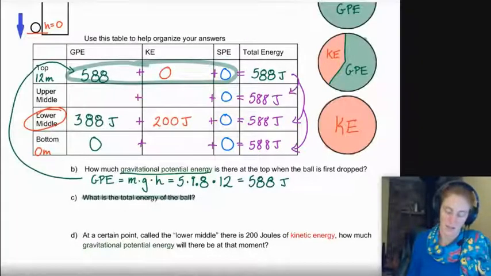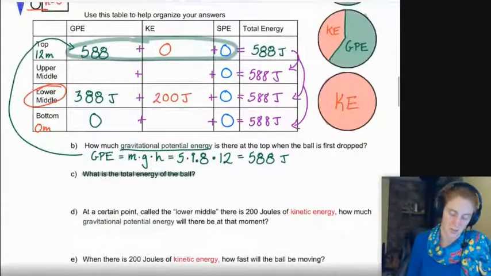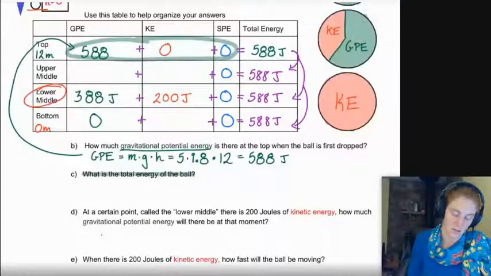And last but not least, so then I can fill this in. The total energy of the ball is 588 joules. And the lower middle, my kinetic energy is 200, and that's when my gravitational potential energy is 388.